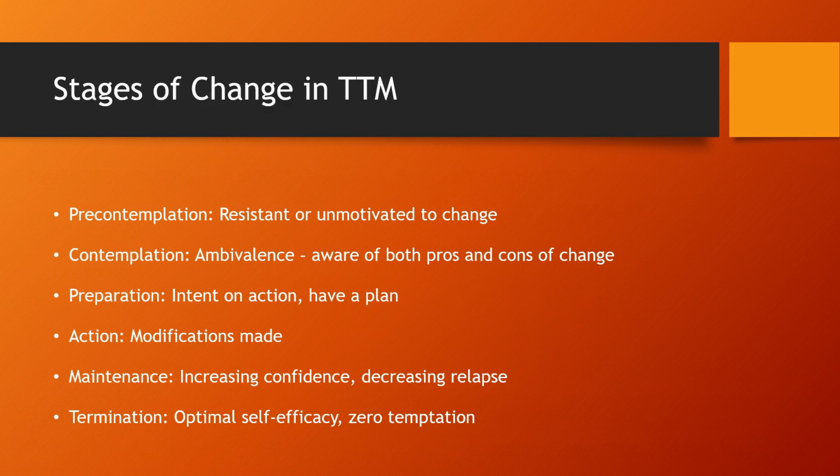Now, the stages of change within the Transtheoretical Model include pre-contemplation, where a client is really unmotivated to change, or they might even be resistant to change. Now, that could be because their pros and cons list for change are lopsided. They see more cons than pros. They might not see any pros at all. It could also be because they already tried to change in the past and failed, so their self-efficacy is very low. They feel like they can't change.